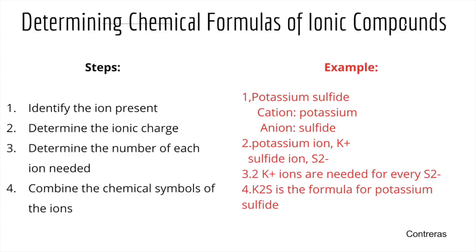Step 3. Determine the number of each ion needed to obtain a neutral compound. For example, 2 K positive ions are needed for every S2 negative. And lastly, step 4. Combine the chemical symbols of the ions to get the final chemical formula. Meaning, it is K2S, the formula for potassium sulfide.